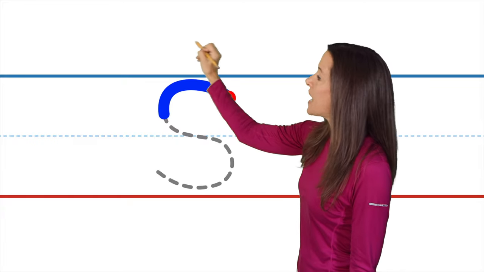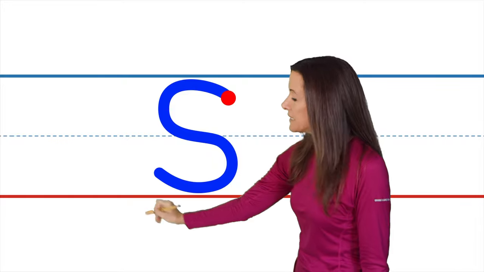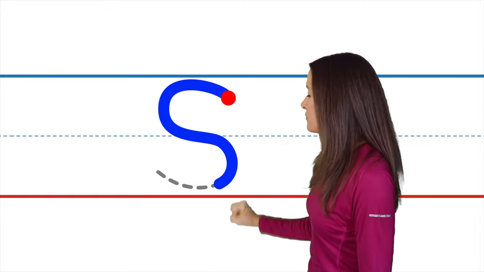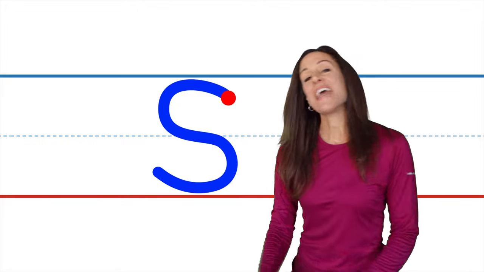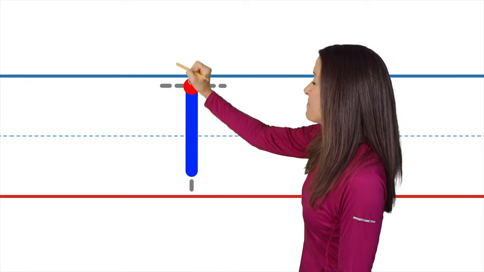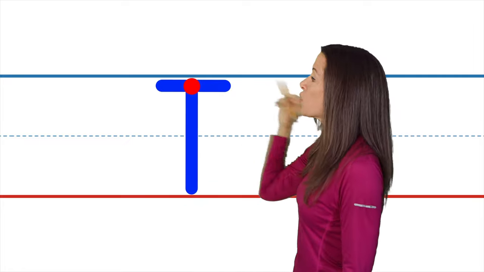S: start at the top, curve left, right, left. Capital letter S. T: start at the top, line down, then across.